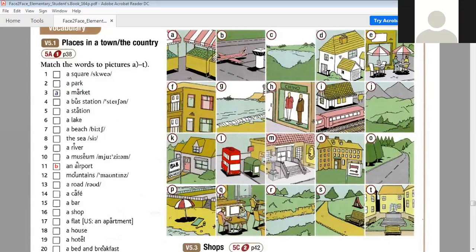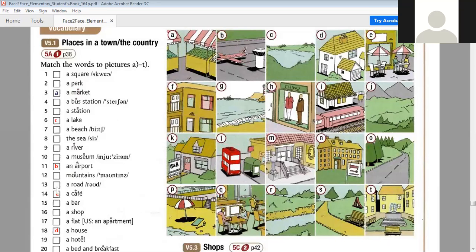What's C? What do you think? A lake. Do you think this maybe a lake? Yes. Okay. Let's answer lake. What about D? What's this? A house? Okay. Yes, maybe a house. Let's answer house. What about E? What's this? A cafe, maybe? Hmm. And F? What's F?